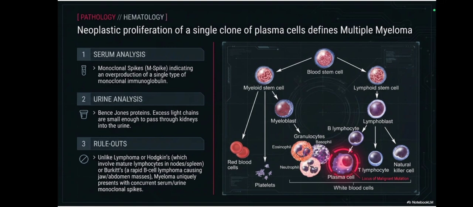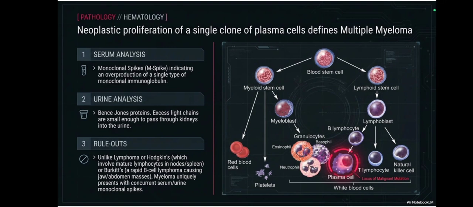A patient presents with monoclonal spikes in both serum and urine. The presentation is a hallmark of multiple myeloma, a malignancy defined by the overproduction of monoclonal immunoglobulins, M spikes, by a malignant clone of plasma cells. While other disorders like lymphoma or Hodgkin's involve lymphocytes, they rarely produce concurrent serum and urine monoclonal spikes.